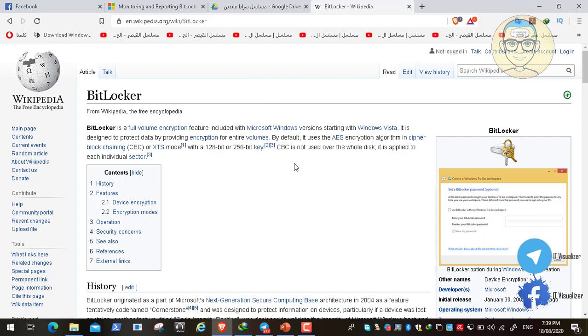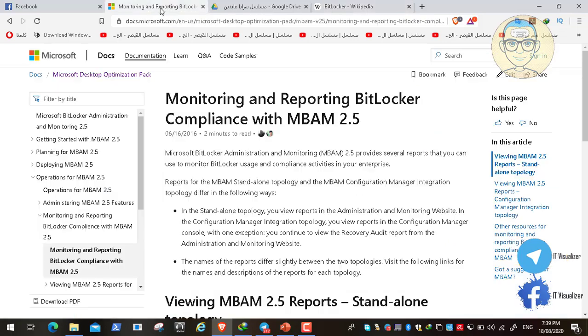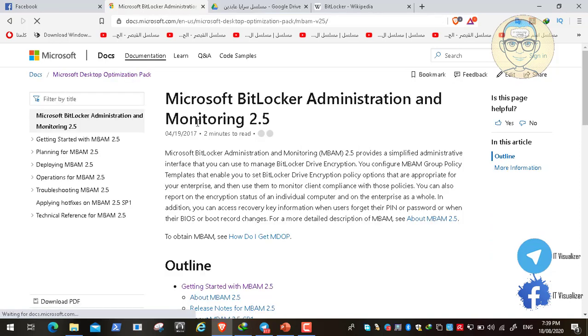And with the help of another tool that Microsoft has initiated, called Microsoft BitLocker Administration and Monitoring, which Microsoft provides to help you administer the BitLocker process. For example, if I have 100 laptops and PCs, I need to implement BitLocker on all of them, so I need a centralized tool. From it I can know which laptop has BitLocker implemented on it, and what the status of this BitLocker is.